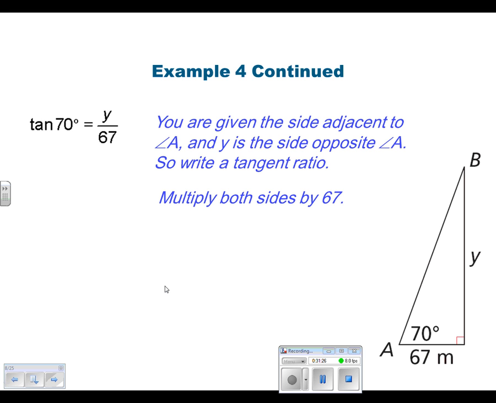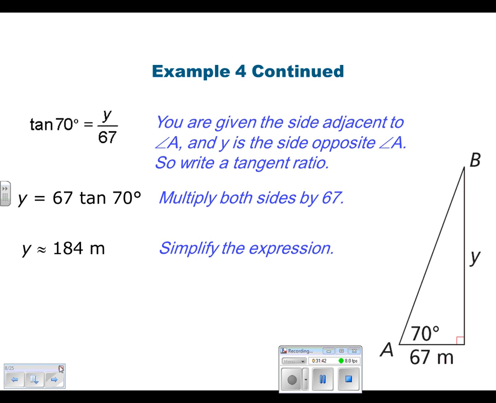Multiplying both sides by 67, we have Y equals 67 tan 70. Simplify the expression. Y equals approximately 184 meters.